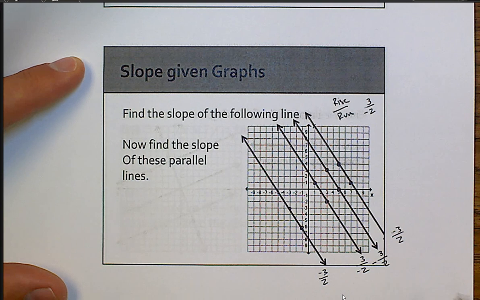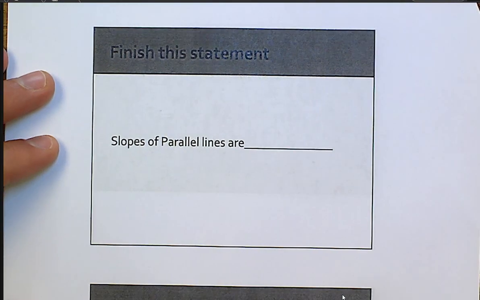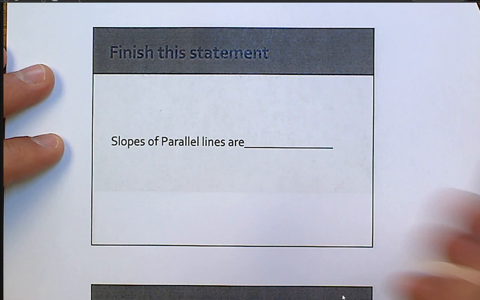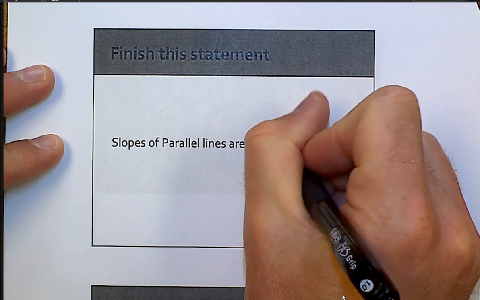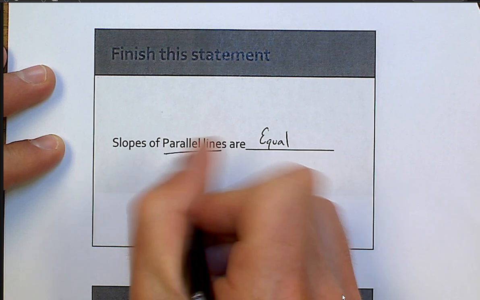Okay, find the slope. We found all the slopes of the parallel lines. Let's turn the page. I'm going to move quick here. This one just says slopes of parallel lines are, and what did you notice? They're all the same, right? They're all equal. Parallel lines have the same slope.